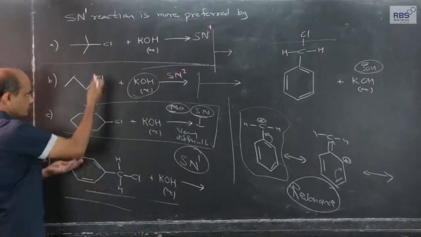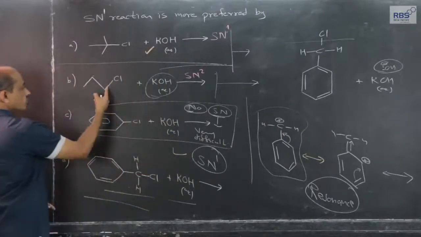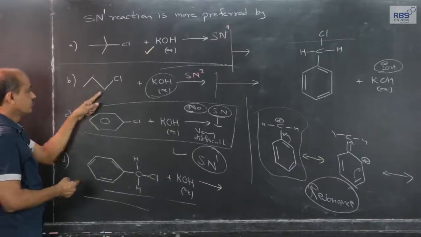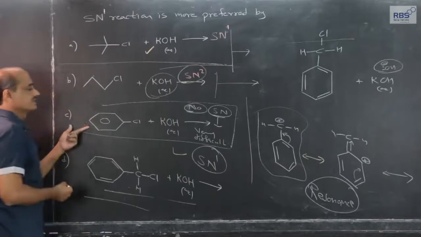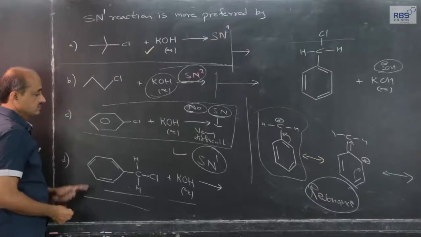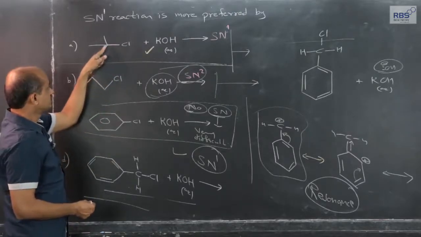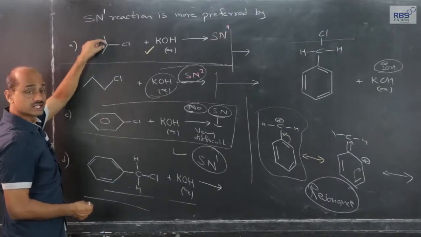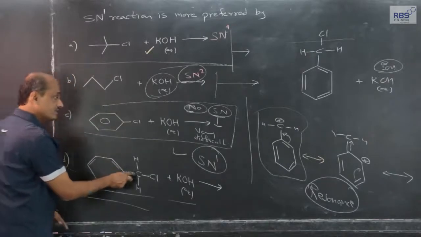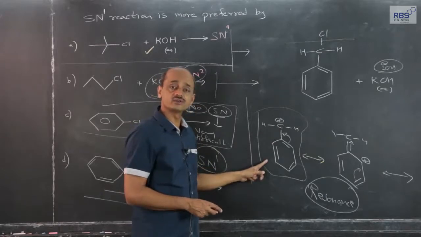So out of the 4, A, B, C, D, 2 follow SN1, 1, the primary carbon atom, follows SN2, and here SN reactions are difficult. Among the 2, again, this also follows SN1, but the tertiary carbonium ion is stable; the stability of the tertiary carbonium ion we have explained on the basis of hyperconjugation, and the stability of this carbonium ion, the benzyl carbonium ion, is explained on the basis of resonance.